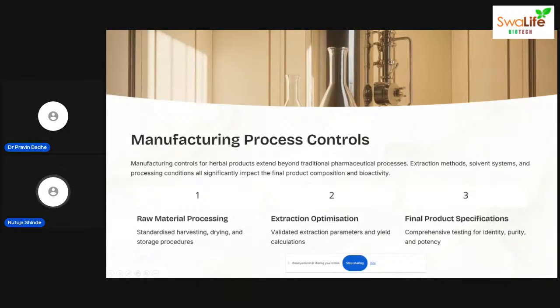Next is manufacturing process control. In herbal product manufacturing, process control goes far beyond conventional pharmaceutical practice. Extraction methods, choice of solvents, and processing conditions can significantly change the product's composition and therapeutic activity. So consistency comes from standardizing not only the raw material but also the entire manufacturing process, from harvesting and drying to extraction and formulation.